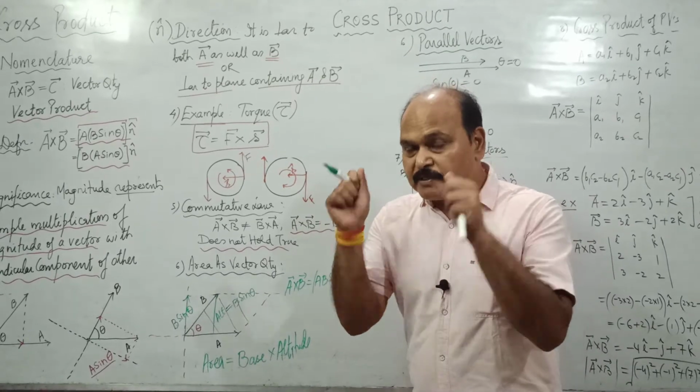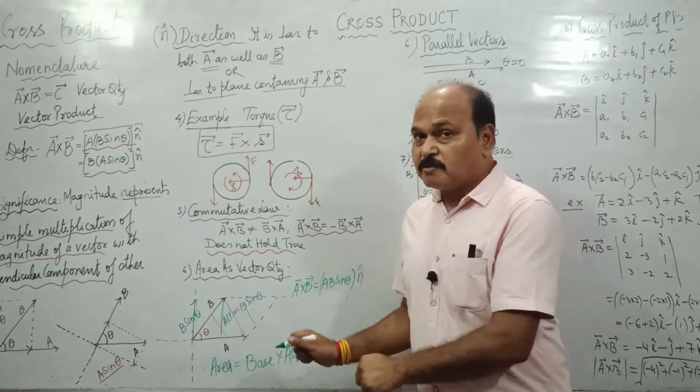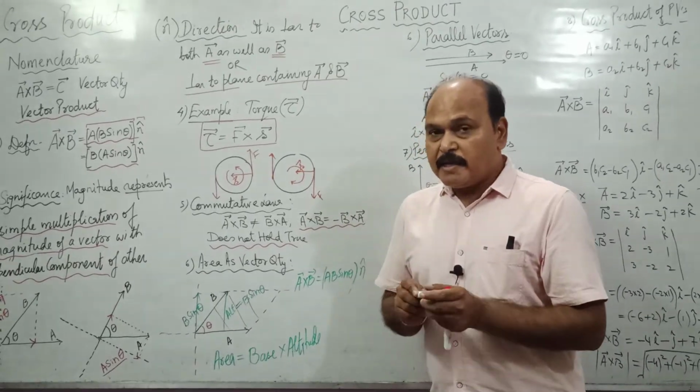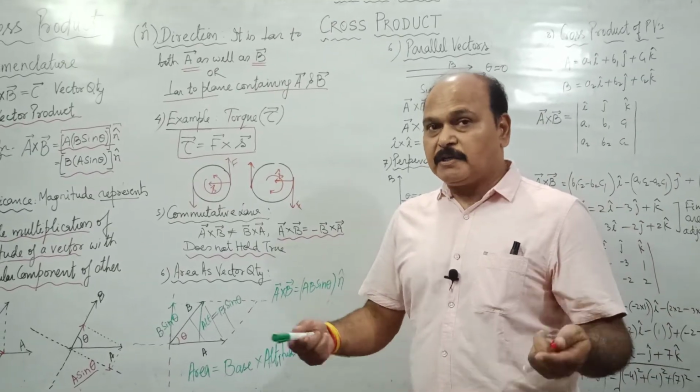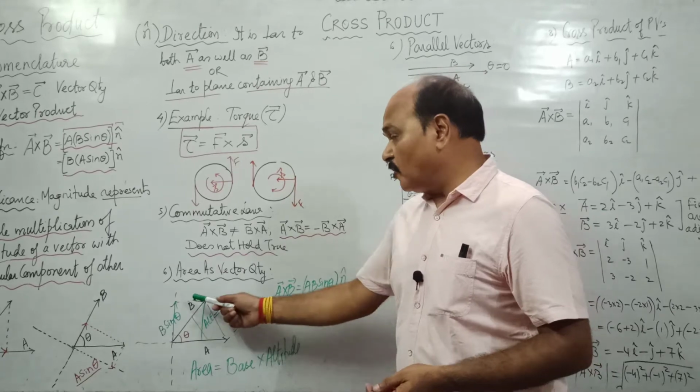And it is because of this reason, area is a vector quantity. And direction of area is normal to its plane.